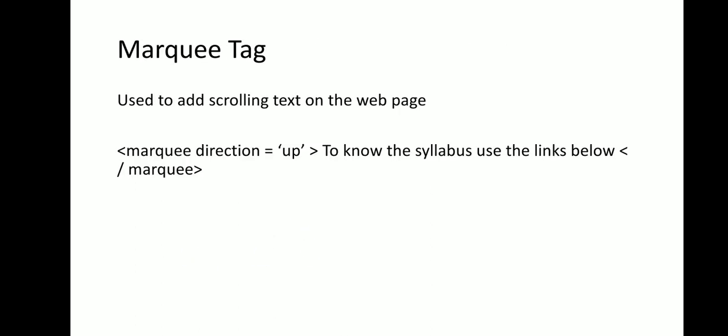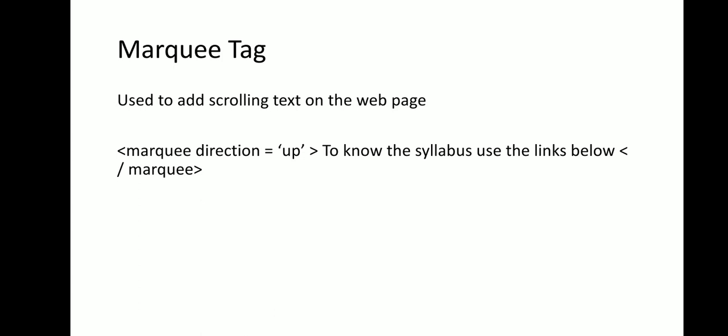The next tag is the Marquee tag. The Marquee tag is used to add scrolling text on the web page. In most web pages, you may have seen this scrolling text. Whenever you open a website, some important information is scrolled continuously. For making such text in your web page, you should use the Marquee tag. For this the attribute used is direction. From which direction do you want to show the scrolling text? Either upward, downward, left or right. Four different options you can give: left, right, up, down.